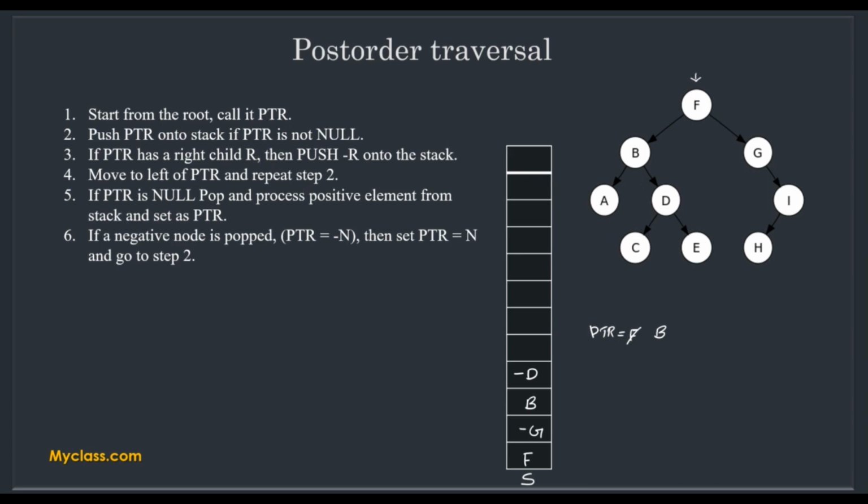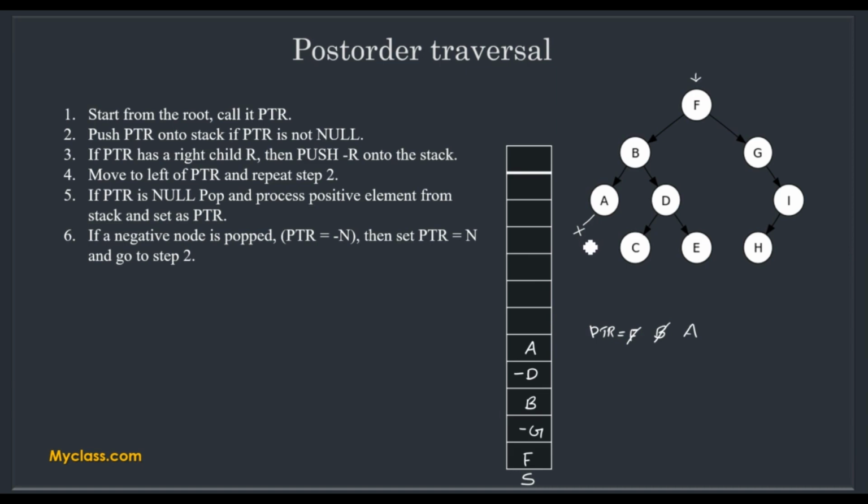A. So push PTR. Again we are repeating step 2. Now our PTR equals A. Then we are pushing that into our stack. Then we are considering the right of A. There is no right of A. Then we move to the left of PTR. There is no left part of A also.